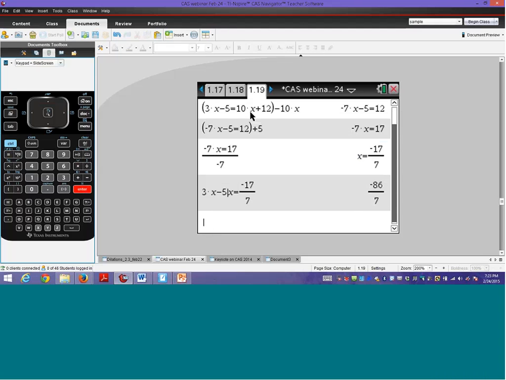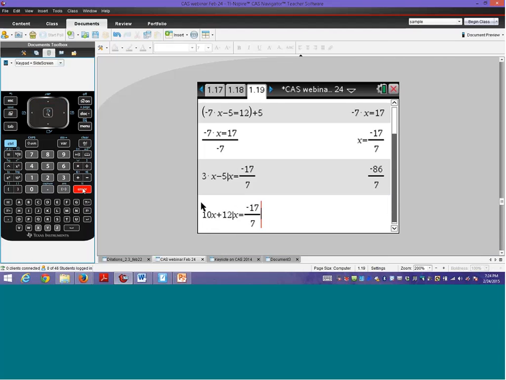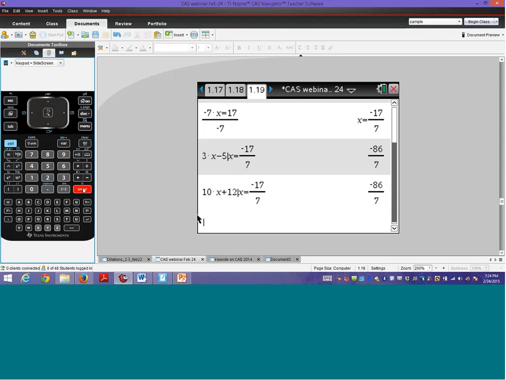I'm going to go to the other side of the equation, which was 10x plus 12, and type that in. And I'm going to evaluate that such that x is equal to negative 17/7. And again, so I don't type it wrong, I'm just going to go up and highlight that, which will basically copy it and paste it when I press enter. And it's going to evaluate this expression at this number.